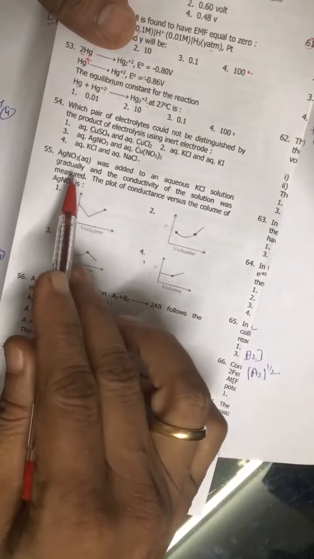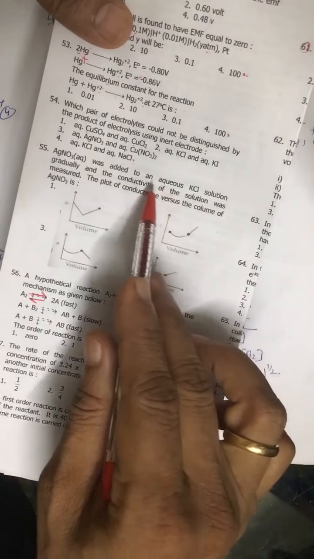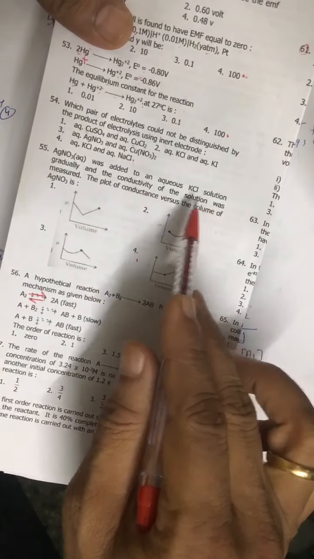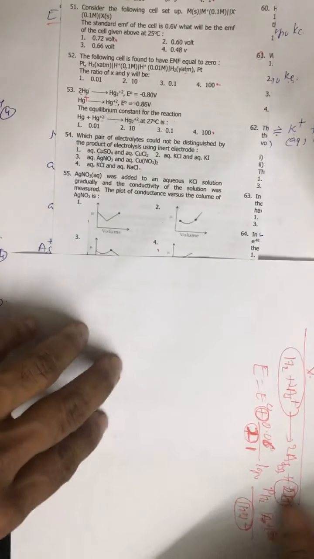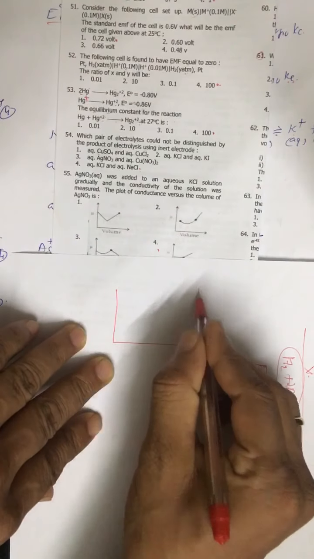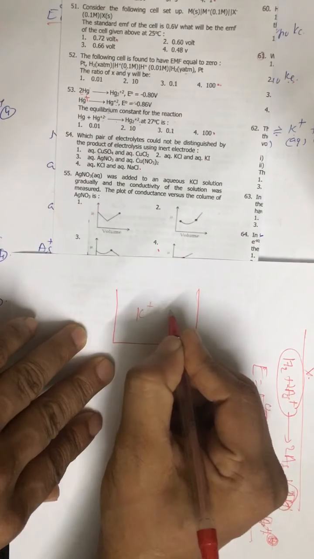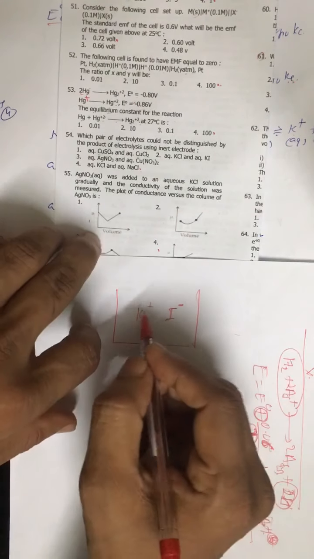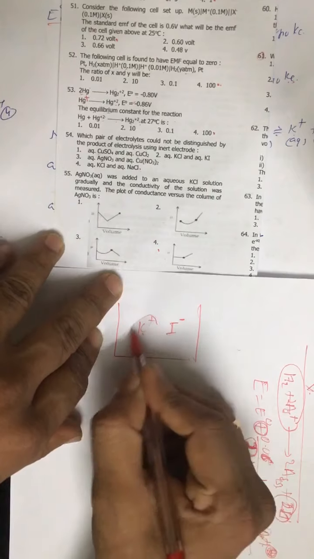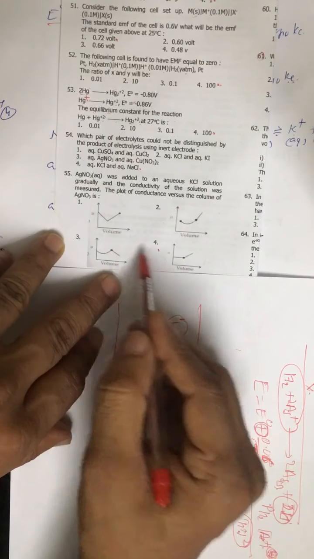Alright. Question number 5.5. See, AgNO3 is added to aqueous KI. Means in a beaker we are taking KI. So initially we will be having K positive and I negative in the solution, so obviously we will be getting some conductance value.